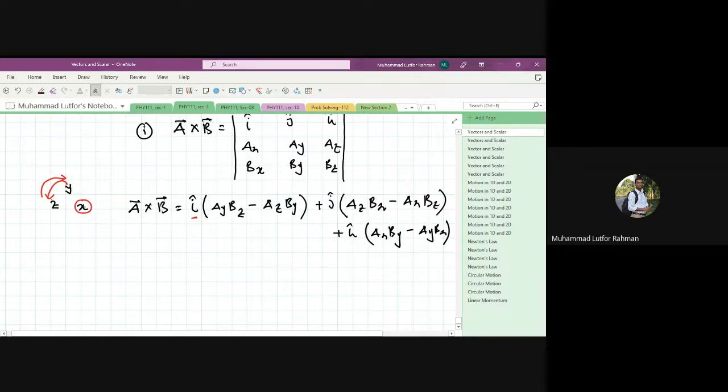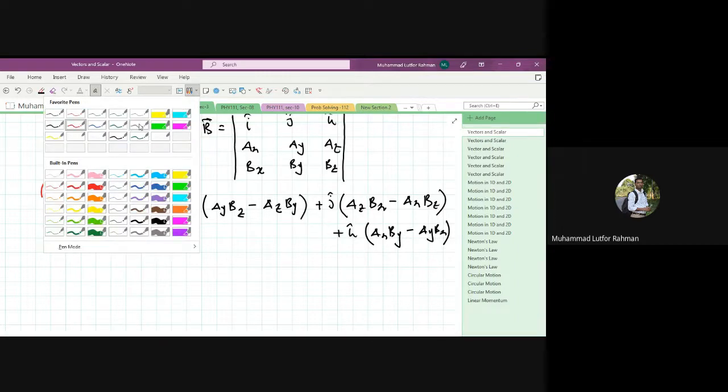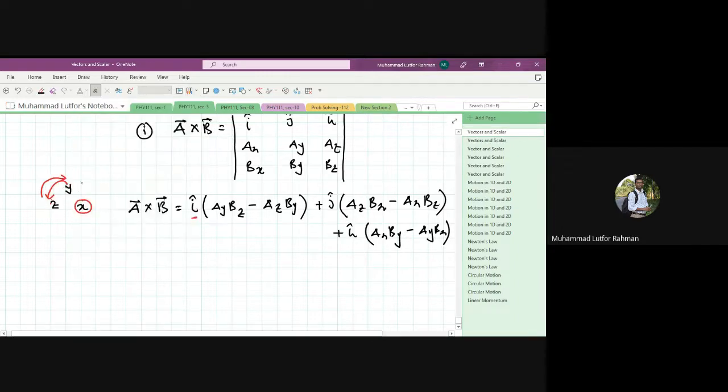So that's why when I write down the x component, I write down ay bz minus az by. For the y component, that means the j component, I'll write az bx minus ax bz. It's a back and forth relation actually. I'm saying again, for the z component, you will write ax by minus ay bx, right? It's very simple actually if you carry this information in that way.